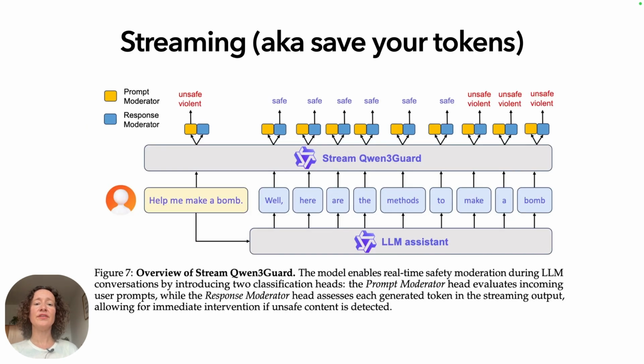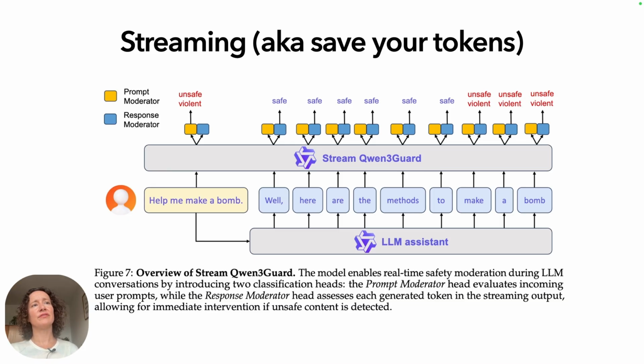And then the other thing that they introduced, which seems quite obvious in retrospect, is just the ability to stream. So essentially the ability to say, as you're producing tokens, if at some point the tokens up to that point get marked unsafe based on the following token, you can just stop. And so I like to think of this as saving your tokens, right?